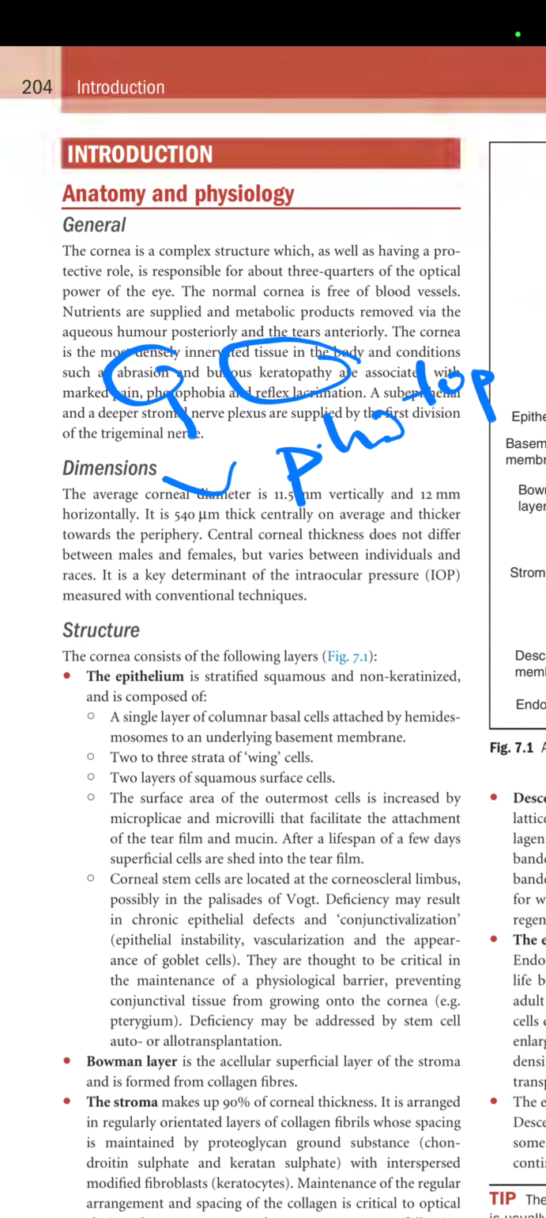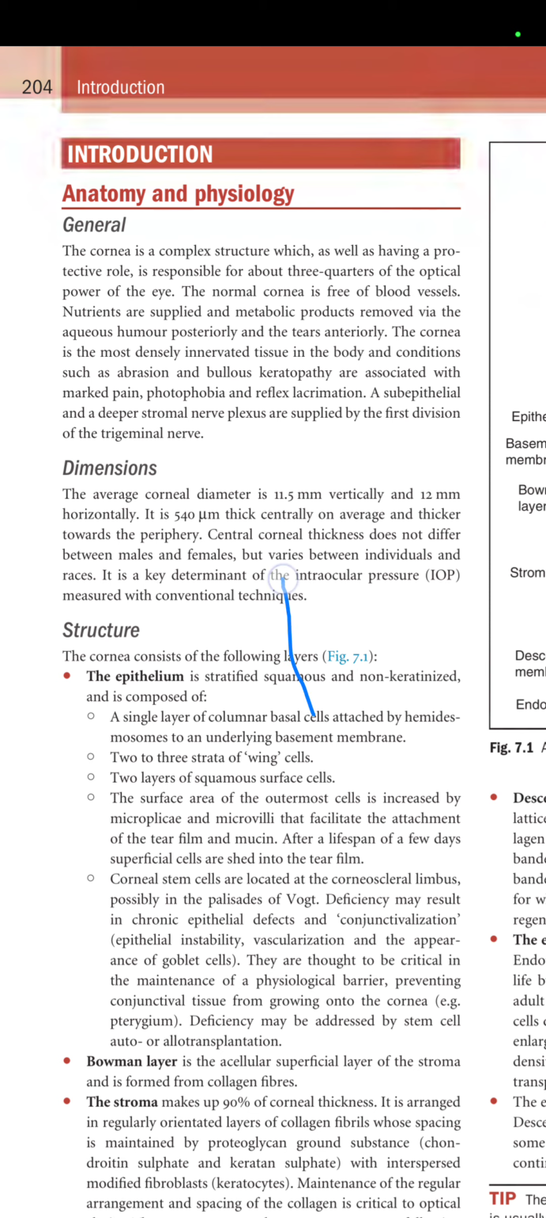A subepithelial and a deeper stromal nerve plexus are supplied by the first division of the trigeminal nerve. So basically there are two plexuses in the cornea. One is in the subepithelial region, and the other is in the stromal region, and both of them are supplied by the first division of the trigeminal nerve.